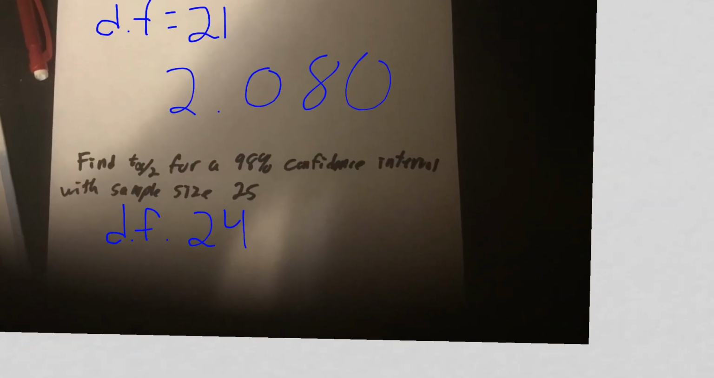We're going to go on over to the table. It was a 98% confidence interval, which would be here. And then we want to go down to the 24, which it looks like is right here, and over to the 98, and that's supposed to be 2.492. So then our answer would be 2.492. Now this will get you started.